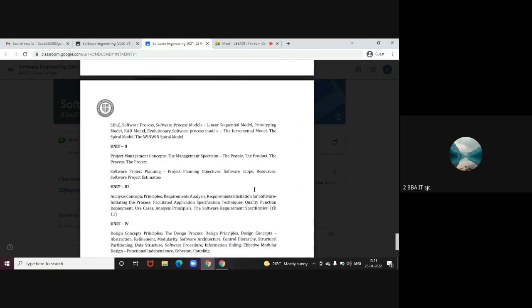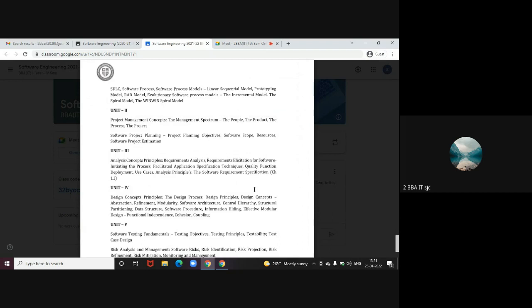Planning objectives. What are the objectives before implementing a project? First, we should plan for it. And while planning a project's development, what are the objectives? What is the scope of that software? What resources are required? What is the project estimation, time and cost estimation? How much time will it take to develop this software? How much cost, how much budget may be needed? These things we need to learn in the second unit, project management concepts.